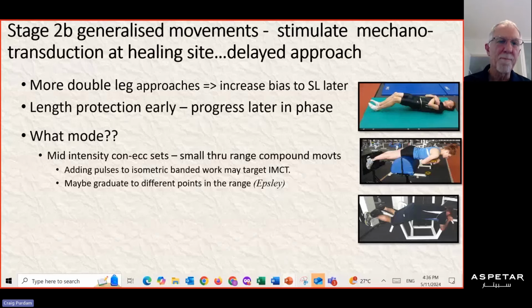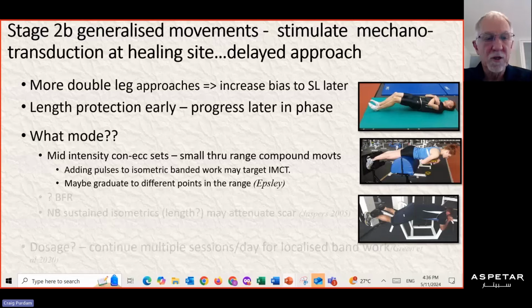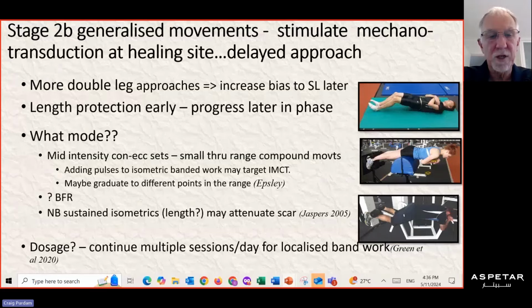It would be more about mid-intensity concentric-eccentric sets through small ranges, just not outer range. We could add pulses in that as well, and/or pulses at different points in the range. This is Scott Epsley's suggestion, who also suggested that blood flow restriction could be something that we could consider here. And blood flow restriction has actually been shown to increase M2 activity, something else we could consider.